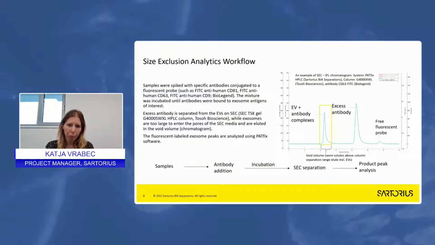On size exclusion, the SEC column that was used was a TSK gel column from Tosoh Biosciences. The exosomes are too large to enter the pores of the SEC media and are excluded in the void volume, which you can see on the chromatogram, while excess antibody is retained on the column and separated from the product peak. The fluorescent labeled product peak, so the first peak that you can see, is then analyzed using PATfix software.